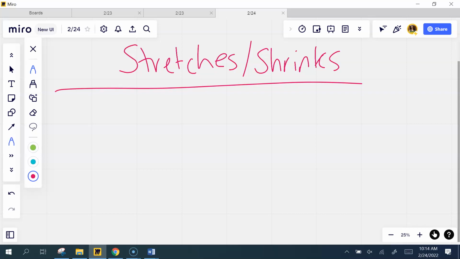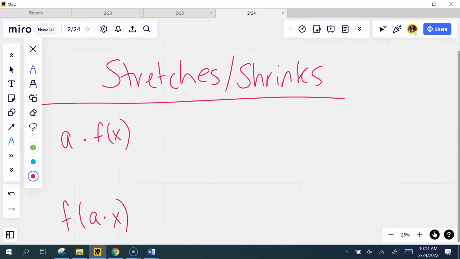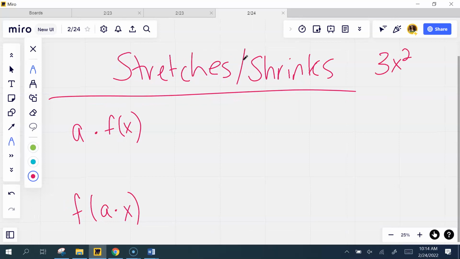So we're going to talk about stretches and shrinks, and then we're going to talk about the combination of all of them all together. All right, so the last two, we have a times f of x, and we have f of a times x. So this is kind of the difference from yesterday, where we were talking about if the plus or minus is hooked to the x, or if it's just thrown outside the equation, what it impacts and what it affects.